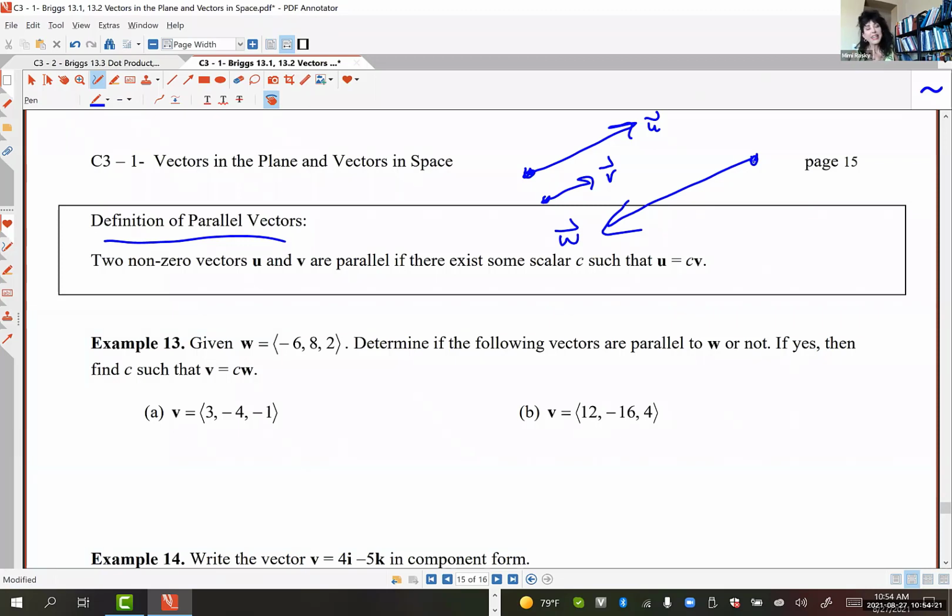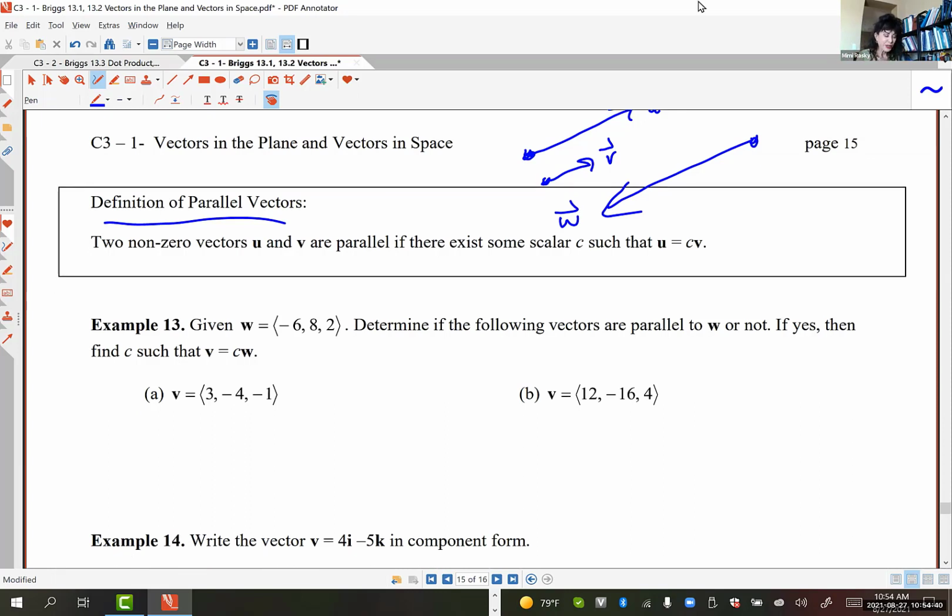Okay, but I'm not going to ask you to always be sketching and drawing all these vectors in order to distinguish if vectors are parallel or not. That's going to be tough, especially if you're as bad an artist as I am. Might kind of look like they're parallel, but they're really not.